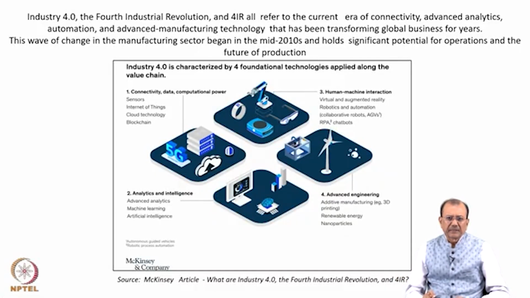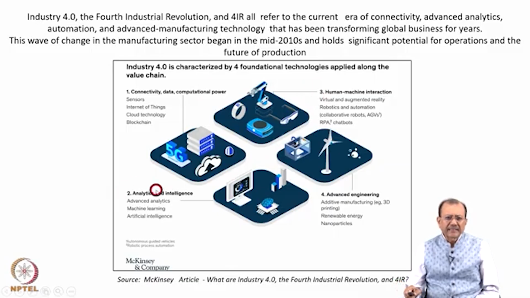Now this picture is a very important picture to understand how these technologies are being deployed in the manufacturing industry. There are four segments of technologies shown here, though there are many other clusters also. One segment is called connectivity, data and computational power, which is made possible with the help of real-time sensors, Internet of Things, cloud technology and blockchain. You will be learning these terms later in detail, but these are the technologies used for connectivity, data and computational power in manufacturing.